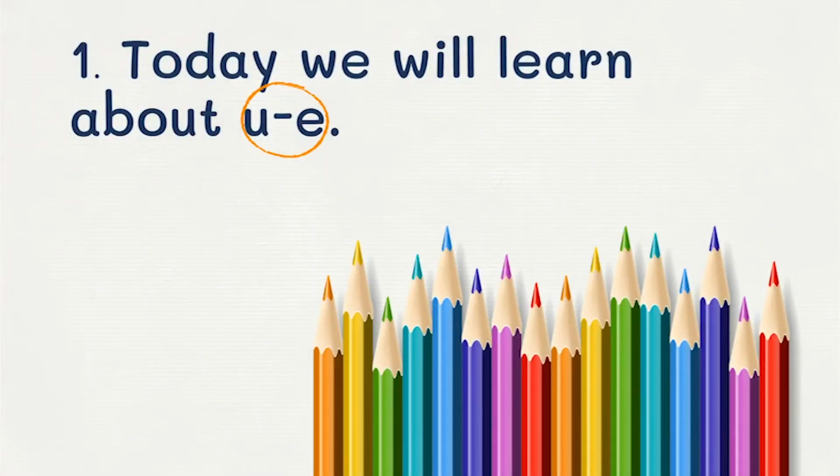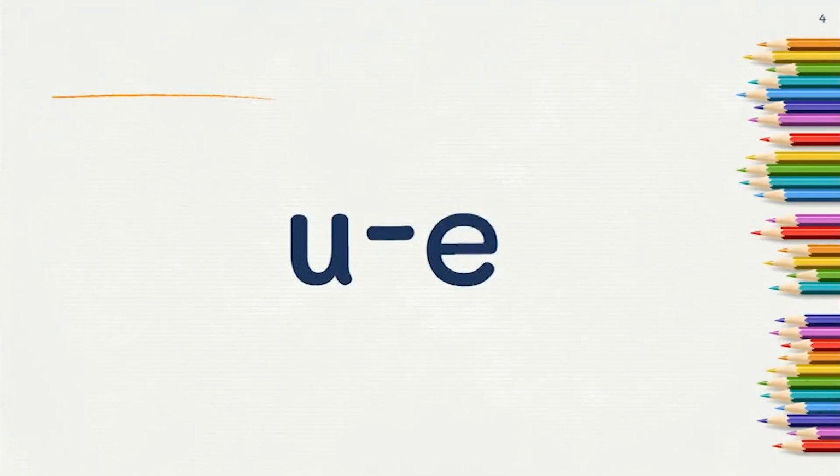Today we will learn about U consonant E. Some call this pattern magic E. By adding an E to the end of a syllable, it makes the vowel say its name. The pattern of the magic E syllable is vowel, consonant, E. The dash represents the consonant. The vowel U is used to represent the sound U.